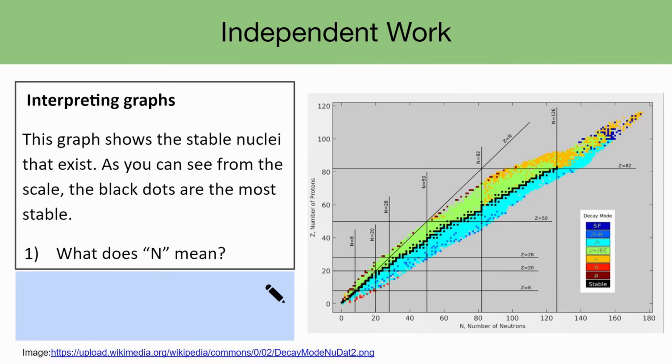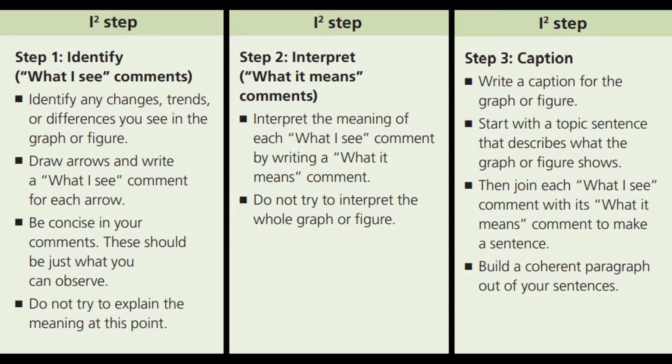Have you ever looked at a graph or figure and felt overwhelmed by it? Often there is a lot of information on graphs and figures. The identify and interpret strategy helps you make sense of graphs, figures, sketches, and other ways to represent data. The strategy helps you break down information into smaller parts. To do this, you will first identify what you see in the graph or figure. Then you will interpret each of those observations by deciding what they mean. Then finally, you will draw a conclusion based on the available data.